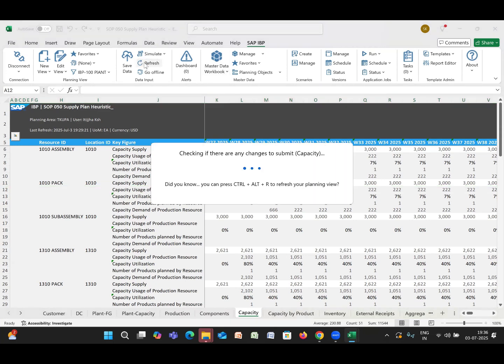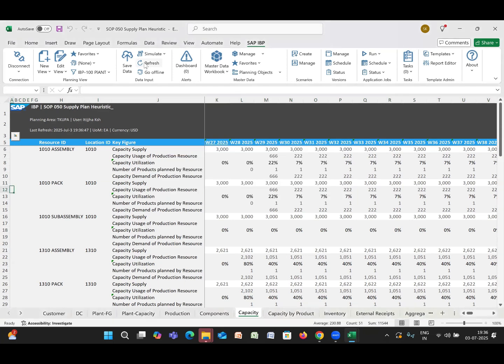If I do a refresh, these numbers will double, meaning I need these many hours. 666 doubled is 1332 hours on this pack machine. 444 hours. However, in this machine, I need 666 hours and 222 hours. Can someone else explain what is happening? Why is it happening? Kshitij, can you try to explain why this is 666 and this is 1332?